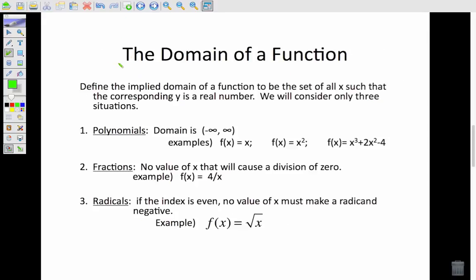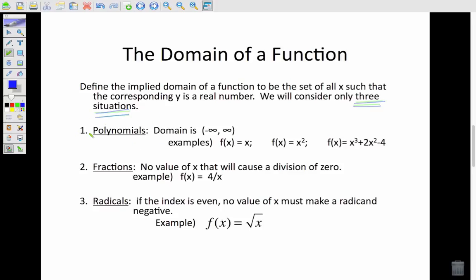All right, the domain of a function. So we've got definitions of the domain of a function. It's defined as the implied domain of a function to be the set of all x such that the corresponding y is a real number. We will consider 3 situations here that help us find the domain of a function. And when we find the domain of a function, we find it algebraically.